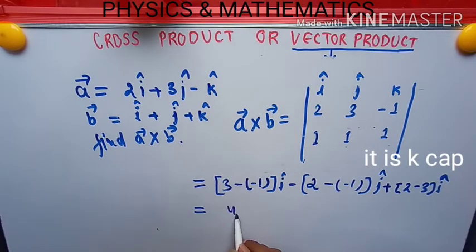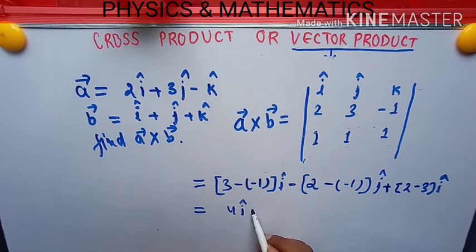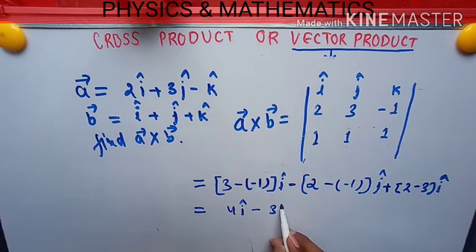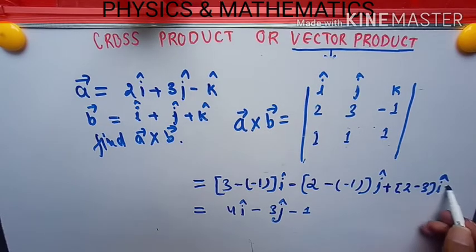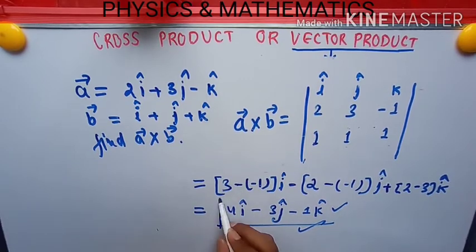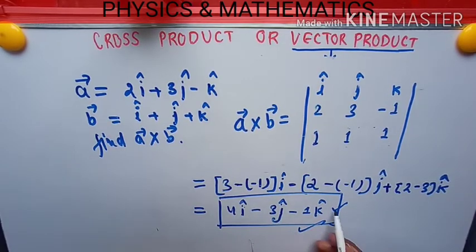3 plus 1 is 4, so it becomes 4i, minus 2 plus 1 j, so minus 3j. Thereafter 2 minus 3 becomes minus 1, so minus 1k. Understand, this is a vector, because it contains i, j, k, 3 directions, so it has a direction also, so it is a vector. So I told you that the result will be in vectorial form.